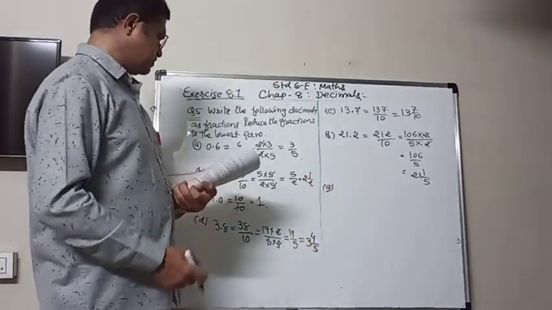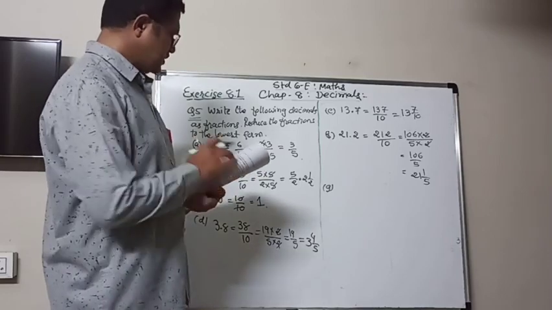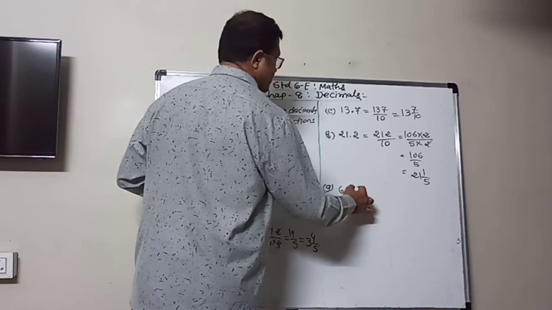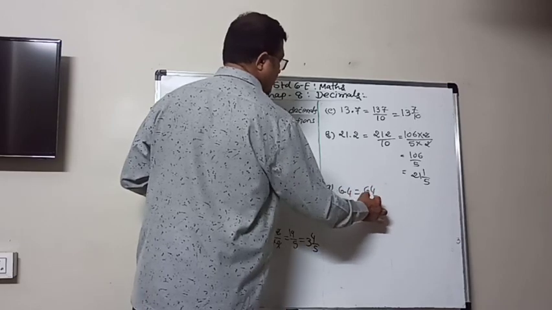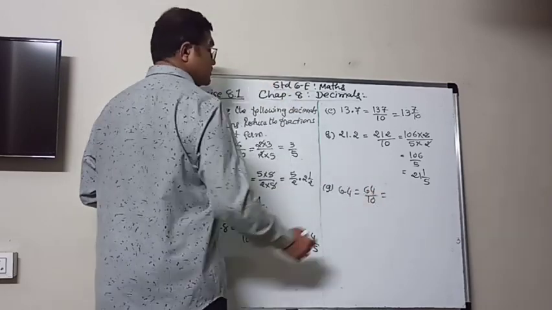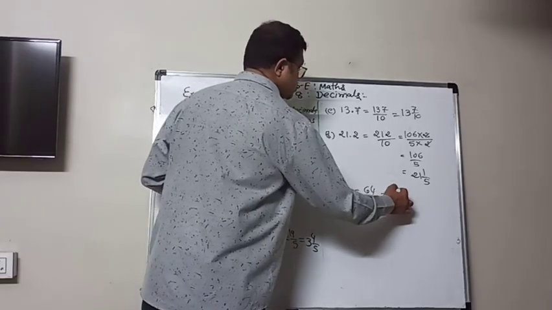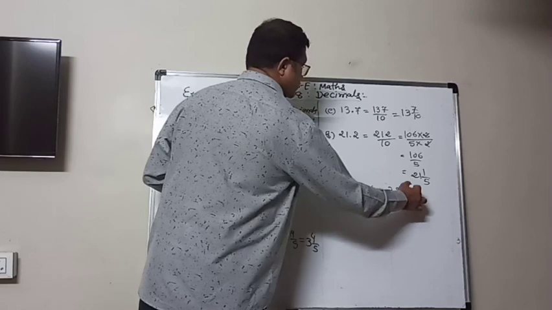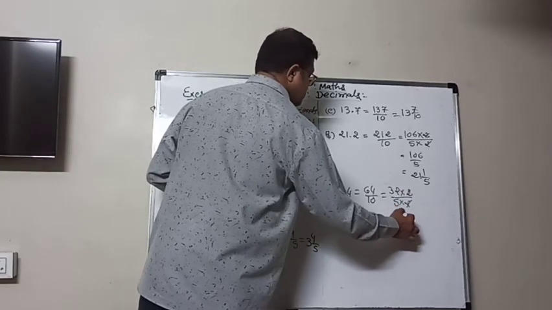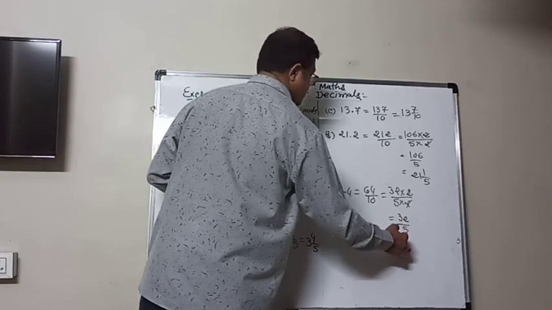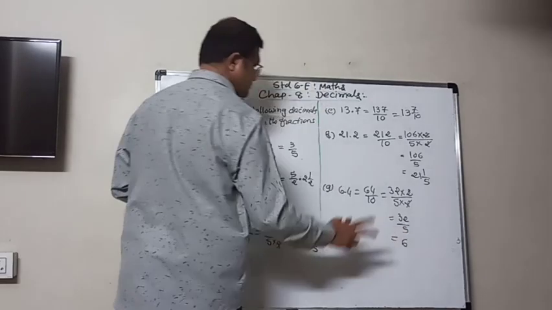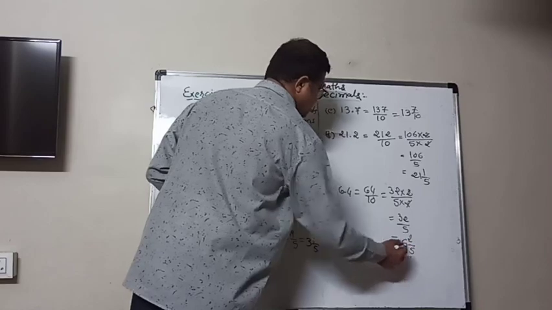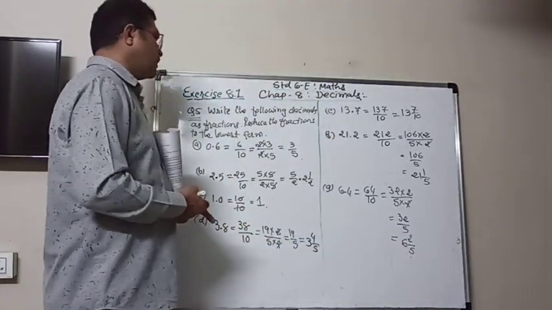And the last G is 6.4. That is 64 upon 10. So now 32 2s are 64 and 5 2s are 10. So it is 32 upon 5. 5 6s are 30. 2 remainder. So 6 integer 2 upon 5.